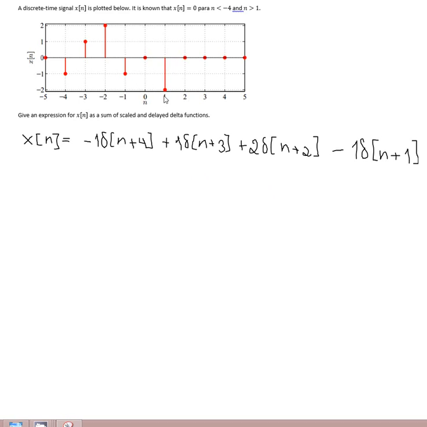So when n equals 1, I have my x of n equals -2, so I can scale by -2 my delta function, and my delta function is shifted to the right by 1, so I can write my argument of delta function equals n minus 1, and when n equals 1, I have my argument as 0, and my delta function won't be 0 at this point. So this is all we need to do to write any discrete time signal as a sum of scaled and delayed delta functions.